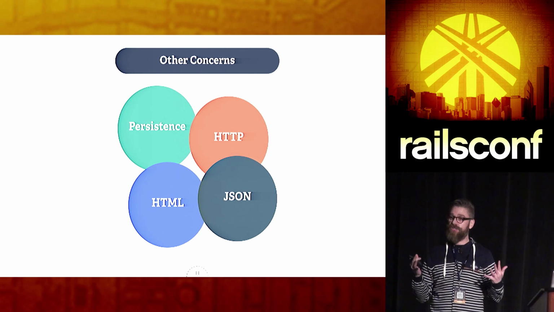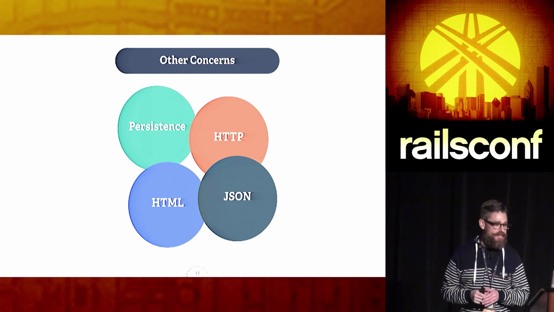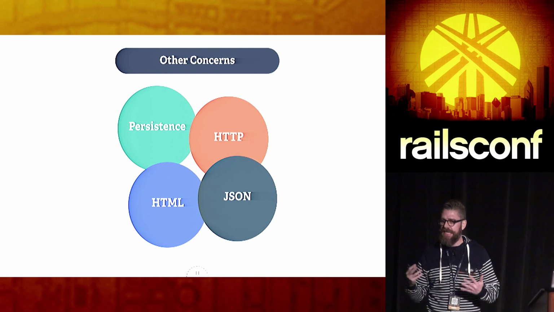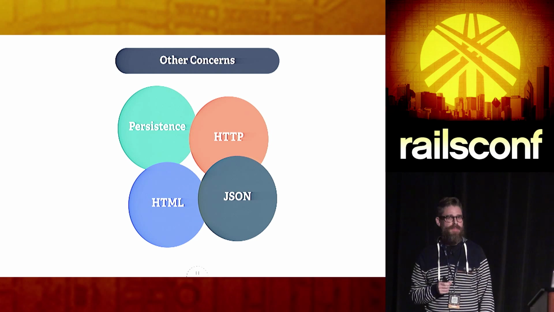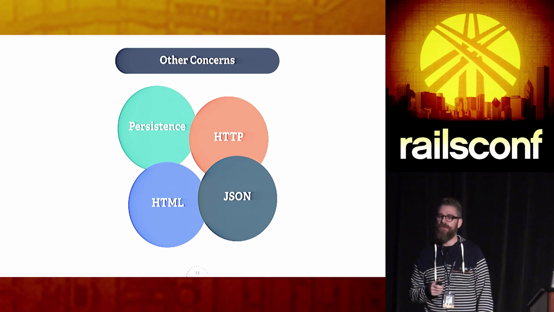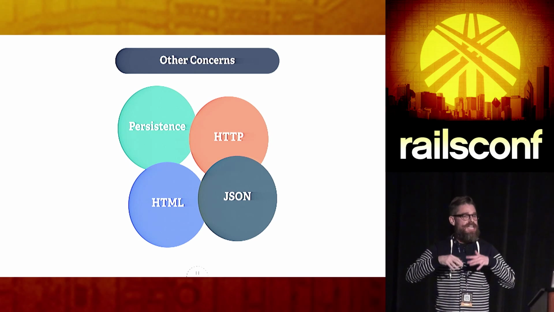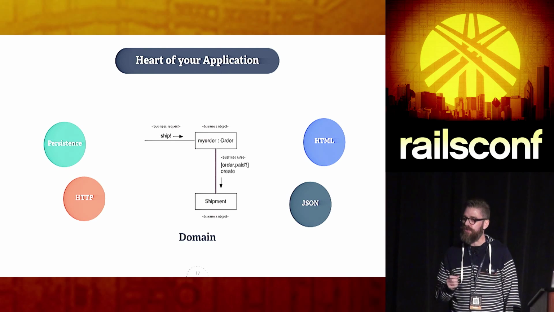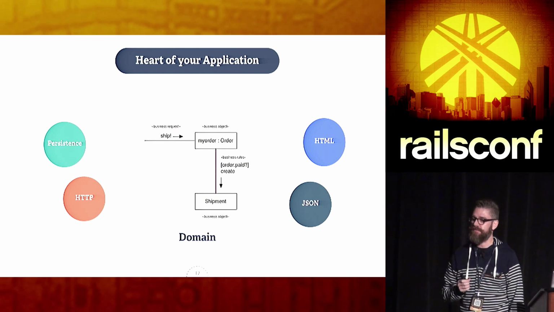Of course, there are other concerns when you're building an application. These are things like persisting those business objects to a database, generating HTML or JSON, or even handling that HTTP request that comes into your controller. But these are things that are outside of your domain model. And you can think of the domain model as the heart of your application.